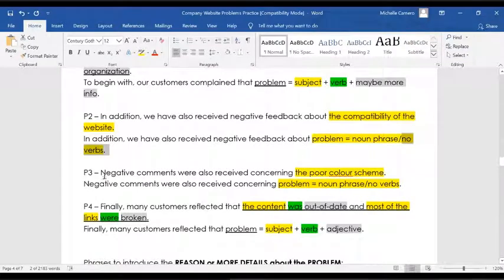Next one. For problem 3, they started the paragraph off with negative comments were also received concerning the poor color scheme. So what can you copy? What can you use? You can say negative comments were also received concerning. Again, you need to say the problem, which needs to be a noun phrase, so no verbs. Okay, so the poor color scheme, there are no verbs here. And same with this one, the compatibility of the website. This is also a noun phrase, and you will see there are no verbs here. Okay?